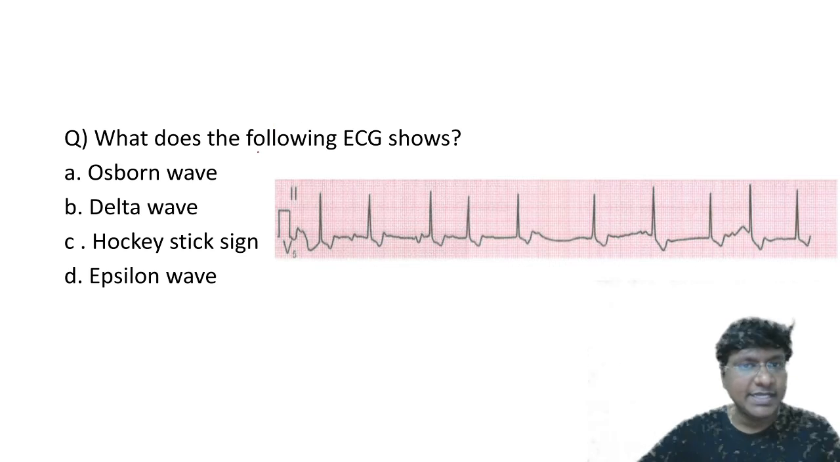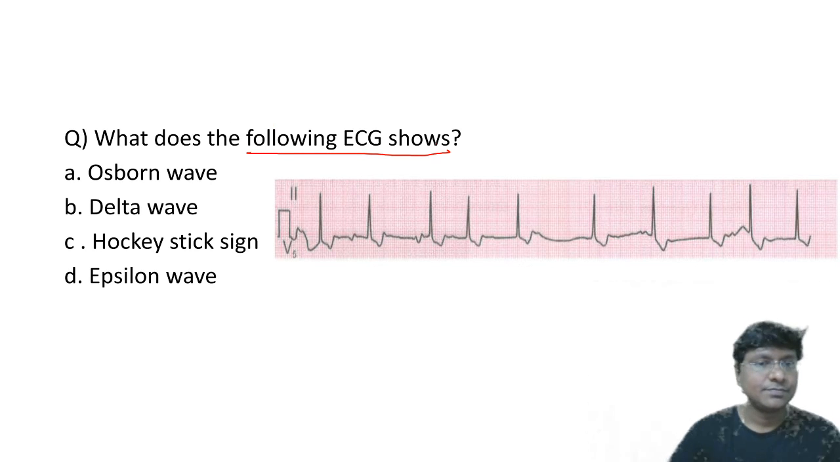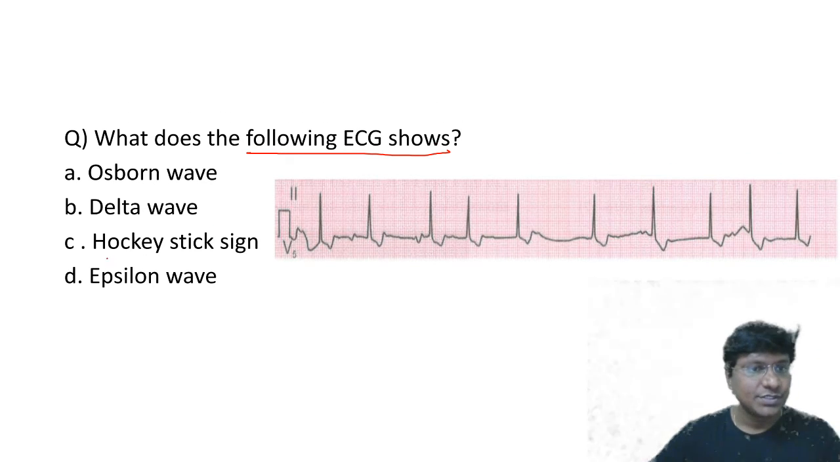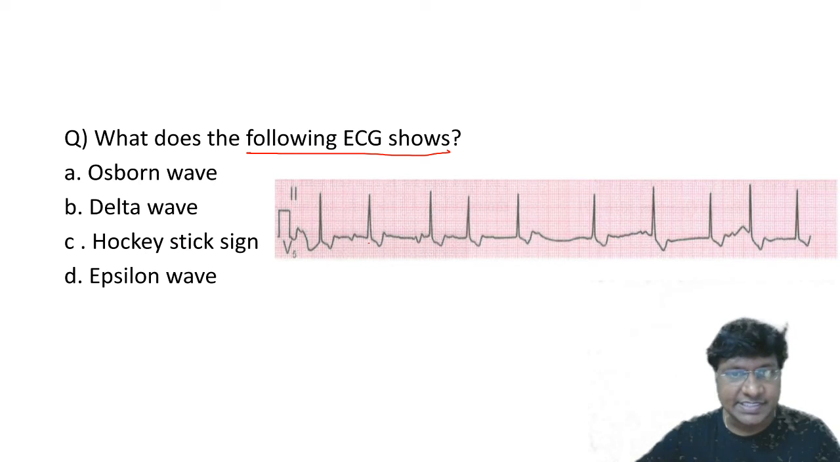What does the following ECG show? Osborn wave, delta wave, hockey stick sign, epsilon wave. Very good, excellent, Avinash. So this is your hockey stick sign. I'll show you this. This is your hockey stick. I can draw this in each and every complex.